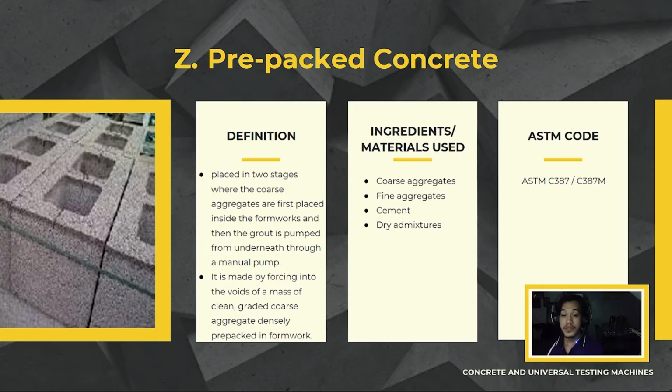formwork. So, ang pre-packed concrete ay kadalasan ginagamit sa underwater. Ginagamit din to sa pag-place ng conventional concrete, lalo na kapag mahirap siya na gawin. And ginagawa rin to for repairs and for reinforcement ng mga structures. And ang kanyang ingredients at materials used ay coarse aggregates, fine aggregates, cement, and dry admixtures. Ang kanyang ASTM code ay ASTM C387 and C387M.